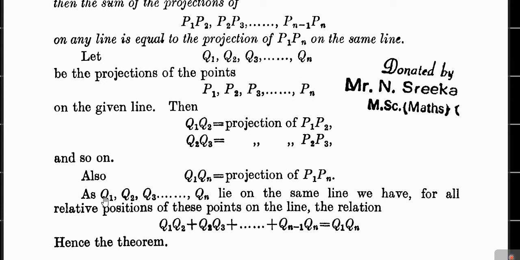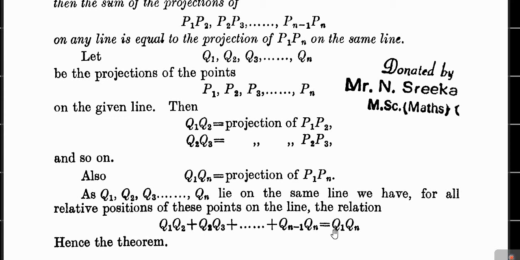Now as Q1, Q2, Q3 up to Qn lie on the same line, because we are finding the projection on the same line, for all relative positions of these points on the line we get the relation Q1Q2 plus Q2Q3 plus so on up to Qn minus 1 Qn is equal to Q1Qn, and hence this was the projection of P1Pn on the given line.